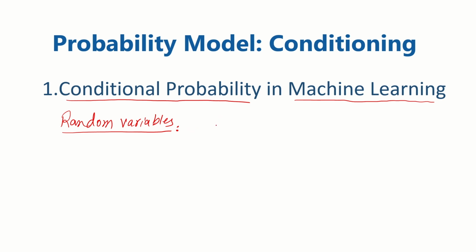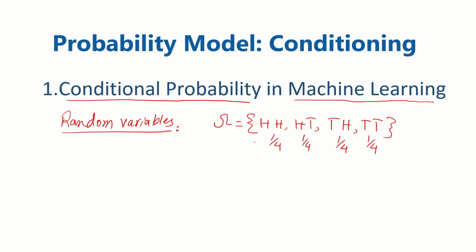Let's say you toss two coins simultaneously. Your sample space might be: head-head, head-tail, tail-head, or tail-tail. That's the sample space. Assume that all these outcomes are equally likely. Just assume that. Which means the probability of each outcome is 1 over 4. Now, we can set a random variable, or the variable of our interest, to be, let's say, x.